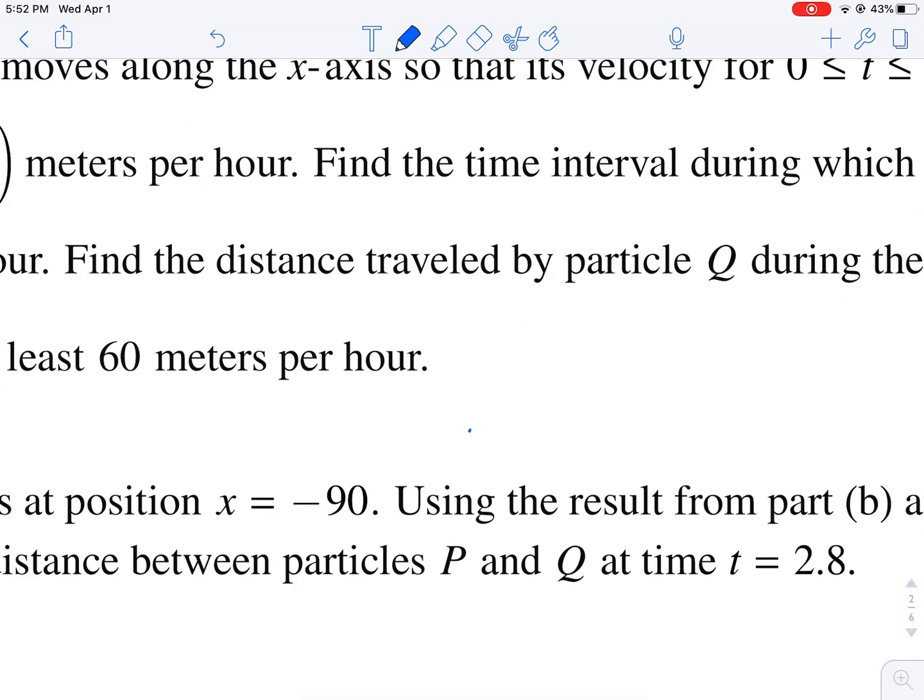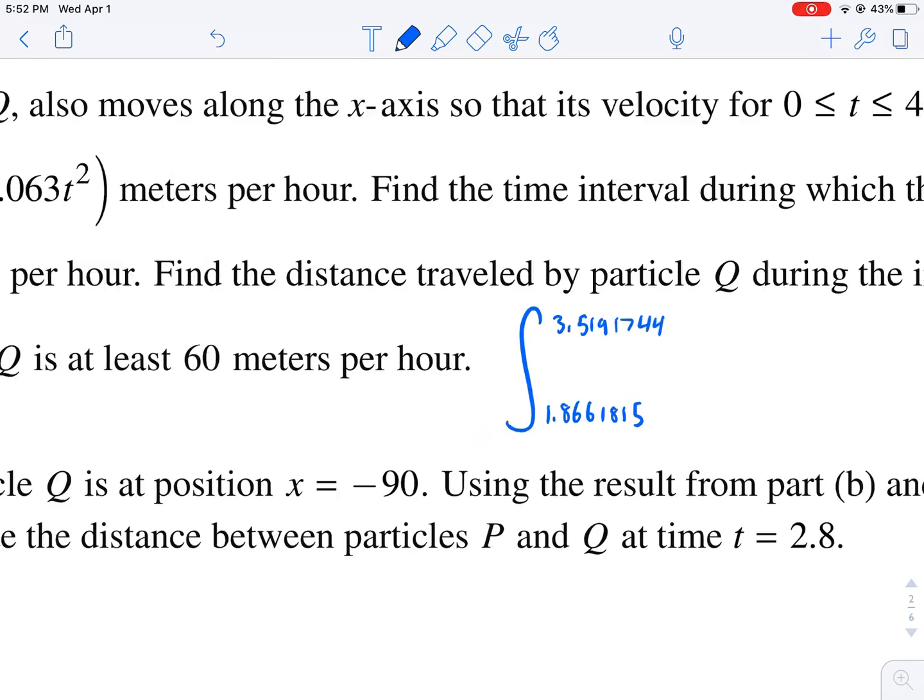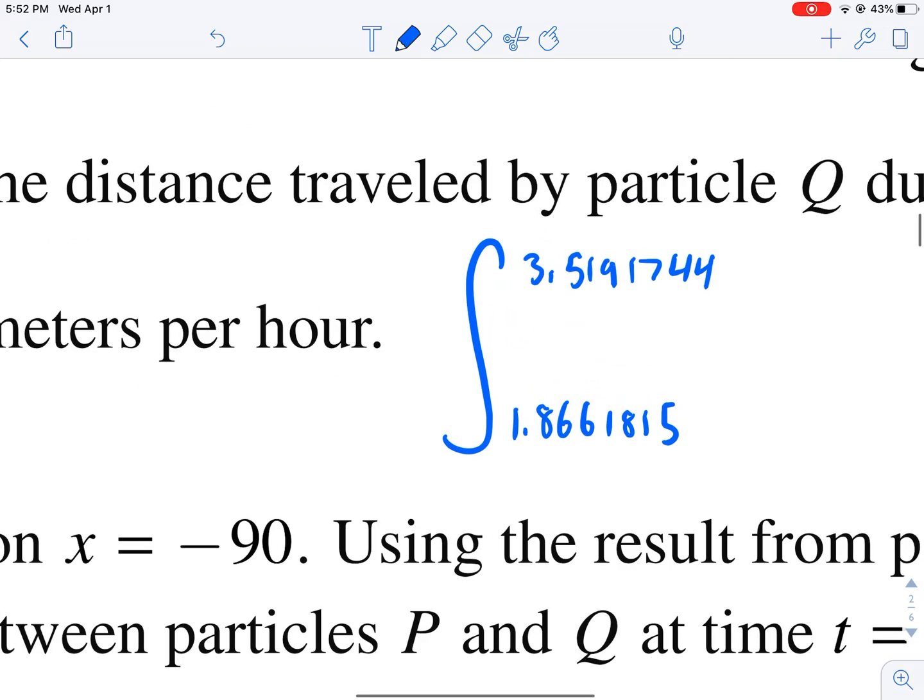So you can do the integral using not rounded numbers, from 1.8661815 up until 3.5191744 of our function v sub q of t dt. Don't forget to put that dt in there. Okay, and you should get 106.109 meters approximately.